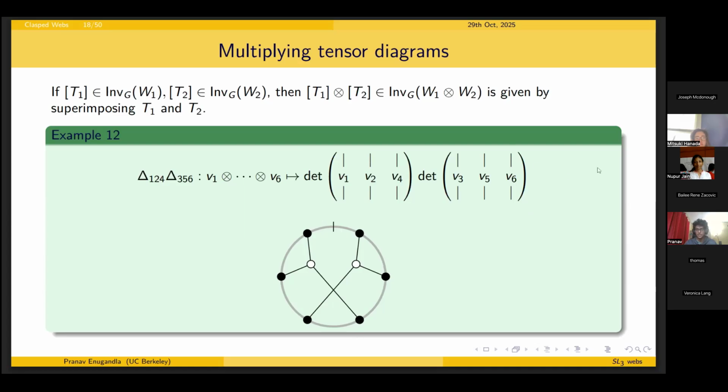And graphically, what's happening is I just take two of these determinant pictures and superimpose them on top of each other.